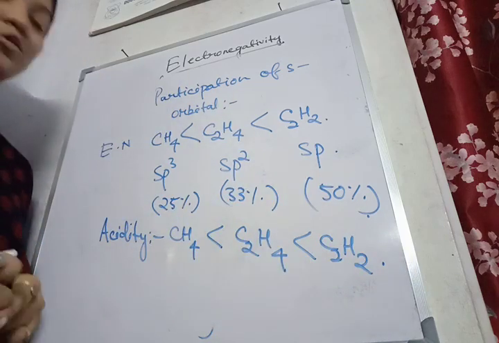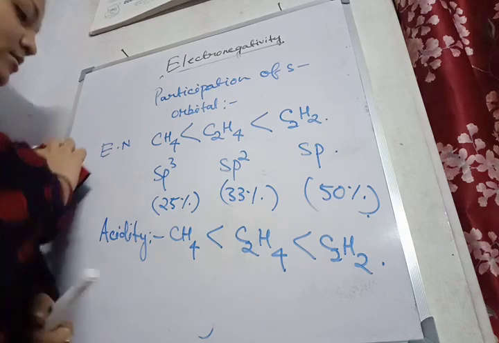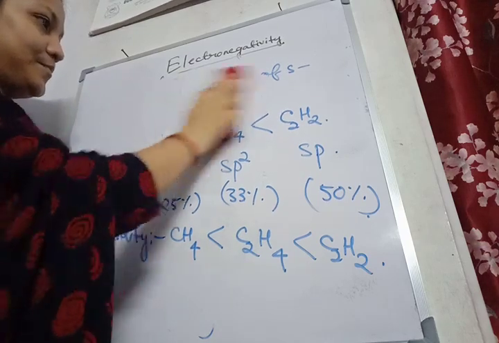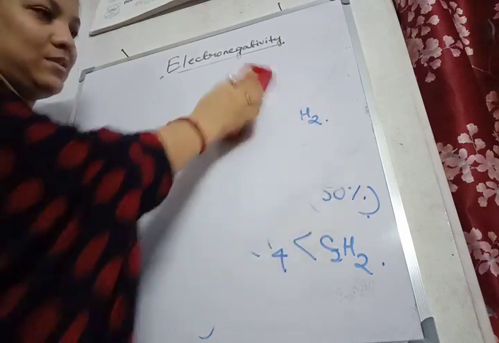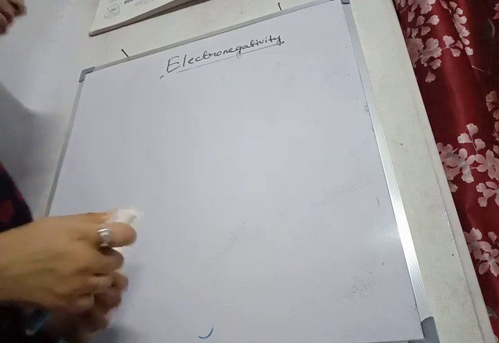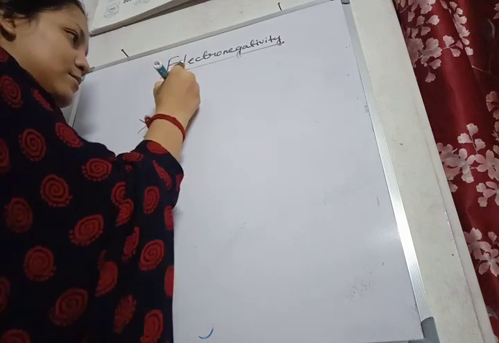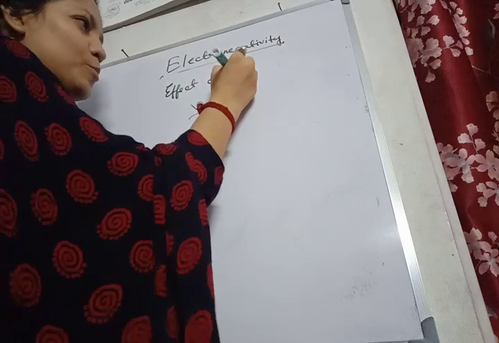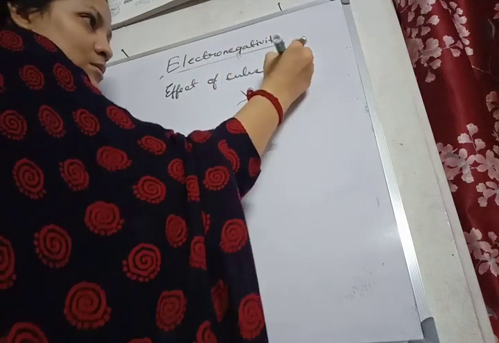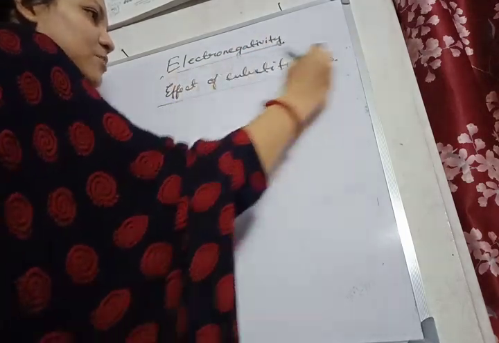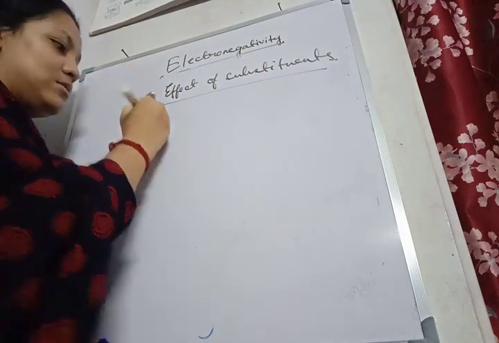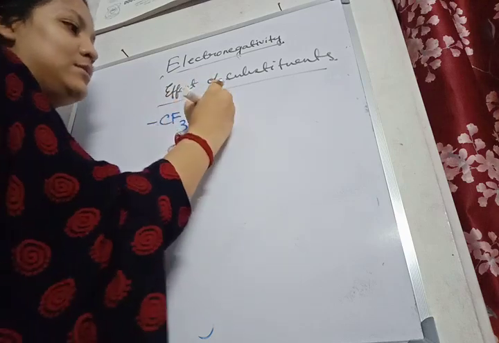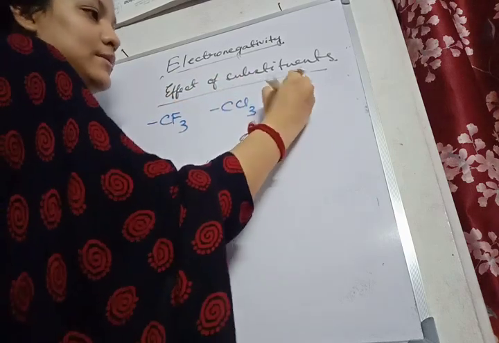Next one we have is the effect of substituents. Substituent means the groups, actually. I'll just explain by an example. If I take groups like CF3, then CCl3, then CH3.